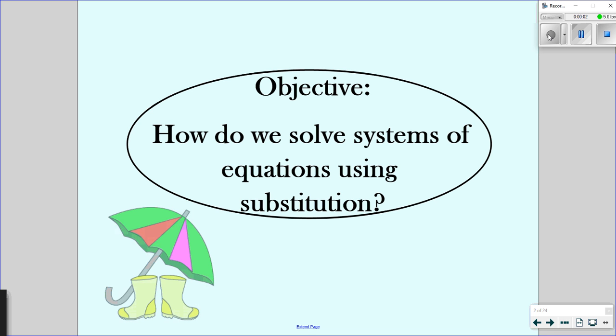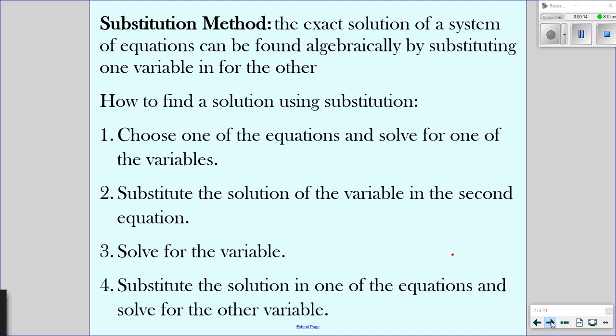Hi, today's topic will be dealing with solving systems by substitution. The objective is, how do we solve a system of equations using substitution? So we need to know what the substitution method is. Basically, the exact solution of a system of equations can be found algebraically by substituting one variable in for another.